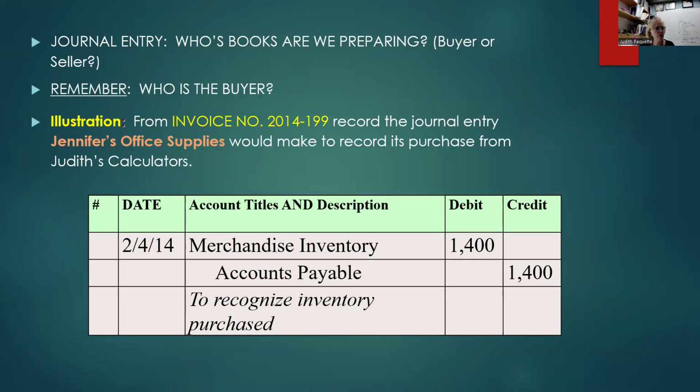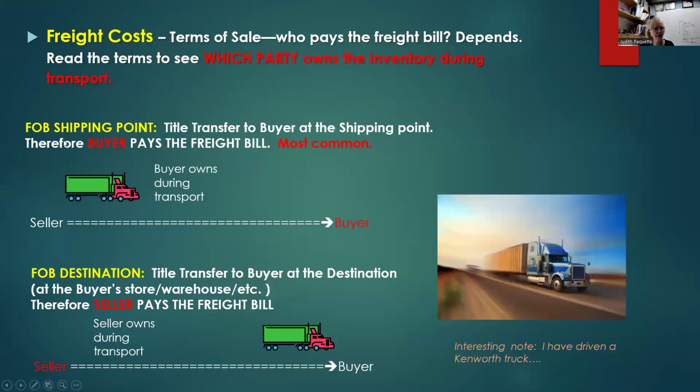Okay. So FOB shipping point means title, ownership. Title is another word for ownership. Ownership transfers once the seller puts it on the delivery truck. And it can't be a delivery truck that the seller owns. It's got to be like a freight company. Okay. So that means if it's FOB shipping point, it means the buyer pays the freight.